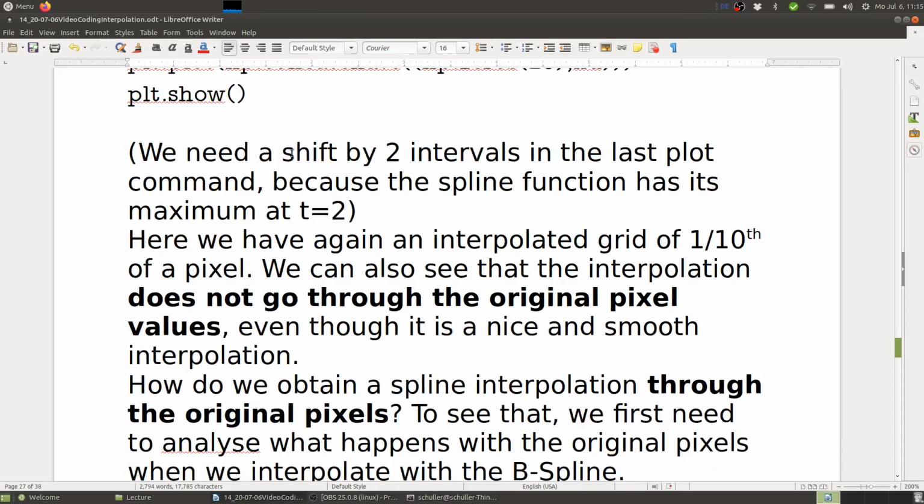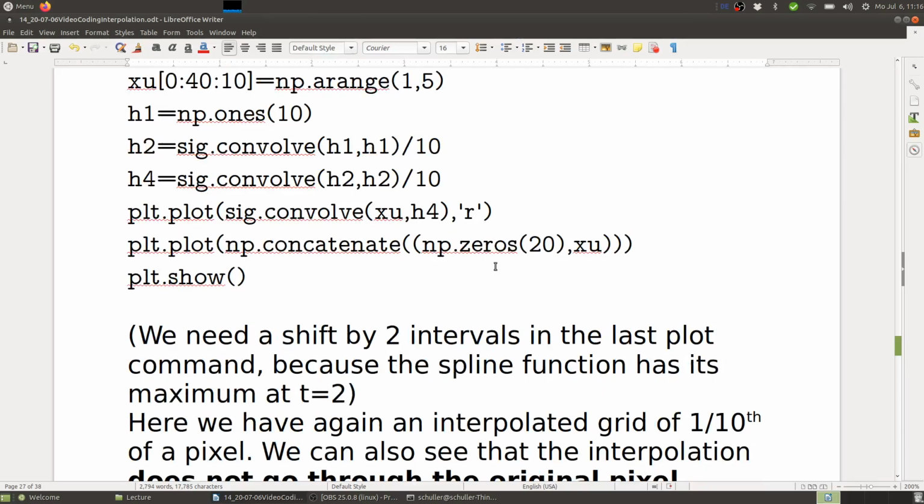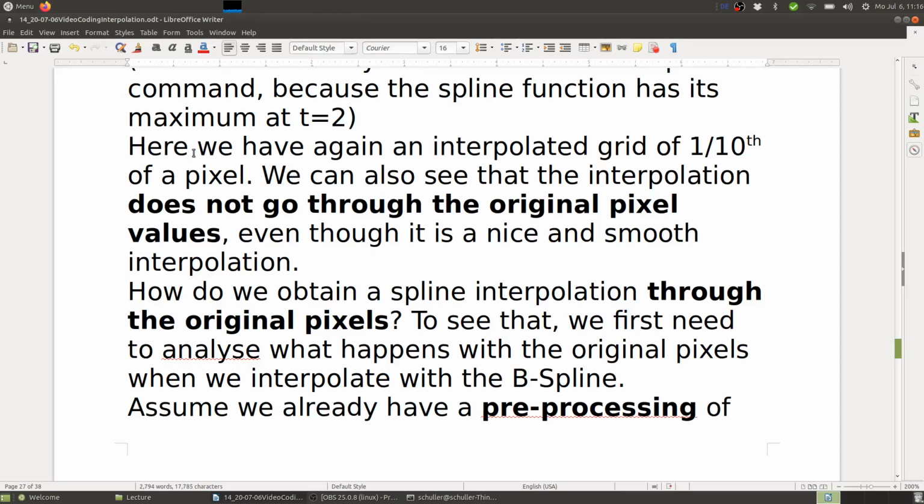And again, here we need this shift by 2 intervals in the last plot command because of the spline function, which has the maximum at t equals 2. So here you could see this concatenate zeros 20, which is 2 intervals, and this is because of again this offset, this shift by 2 for our spline function. Here we have again an interpolated grid of 1/10 of a pixel.